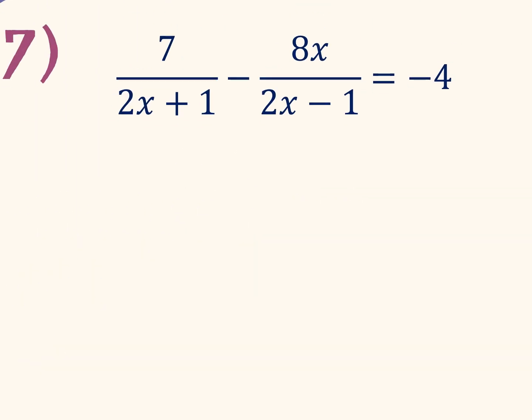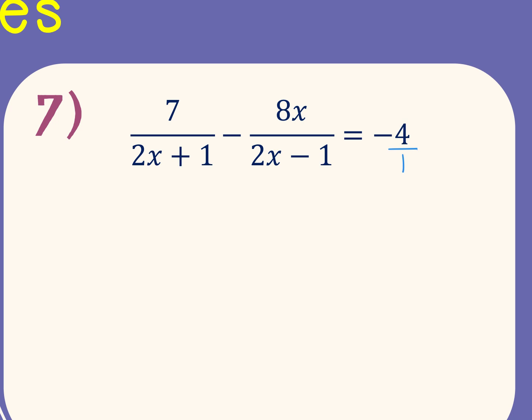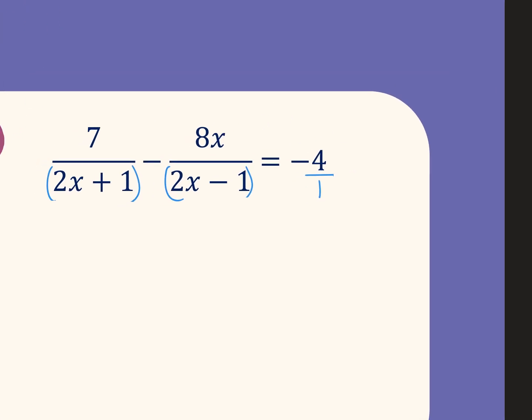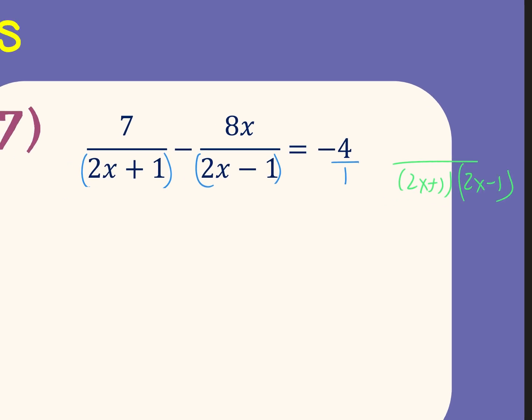All right, guys, let's factor first. Always factor first. I have 2x plus 1, 2x minus 1, and 1. So what's my common denominator between all three of those? 2x plus 1 and 2x minus 1. All right, perfect. So my first fraction has the 2x plus 1. What's it missing? 2x minus 1. Perfect. My second fraction has the 2x minus 1. What's it missing? 2x plus 1. My third fraction doesn't have anything. So what do I have to multiply by? 2x plus 1, 2x minus 1.